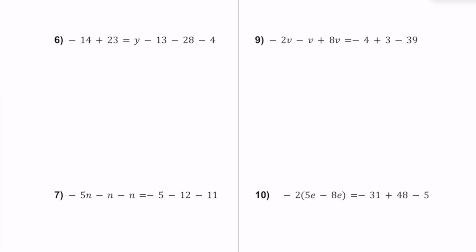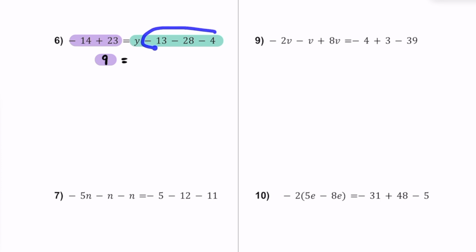Let's look at number 6. For number 6, the left side here, we have negative 14 plus 23. Let's just add those constant terms together. I think it's the same thing as 23 minus 14, which is going to be positive 9. Okay, so the left side is pretty simple there. And on the right side, what are we going to have? So let's just look at this. We have some constant terms to combine here. Leave the y alone. So we have the y here. And then negative 13 minus 28, that's negative 41. Negative 41 minus 4 is negative 45. Okay, so I believe that would be the simplified version of the right side here.